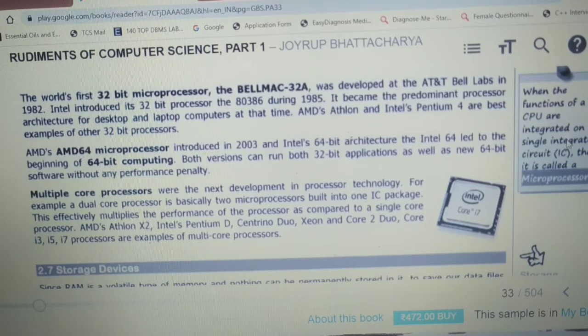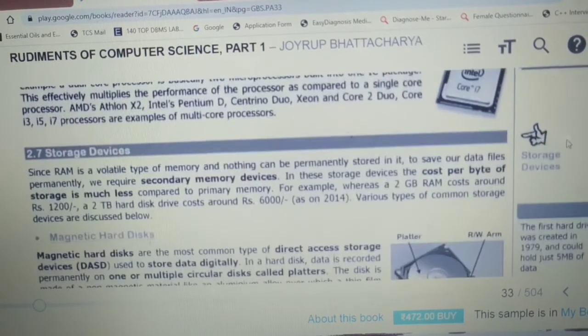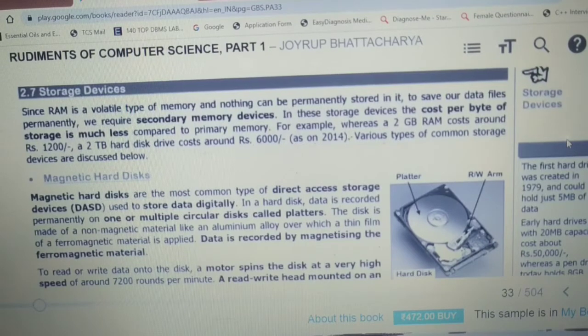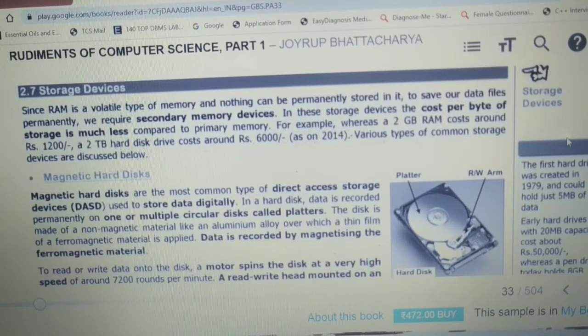Now we are moving to the storage device part. Since RAM is a volatile type of memory and nothing can be permanently stored in it, to store or save data files permanently we require a secondary storage device. Various types of common storage devices are there. Number one is magnetic hard disks.